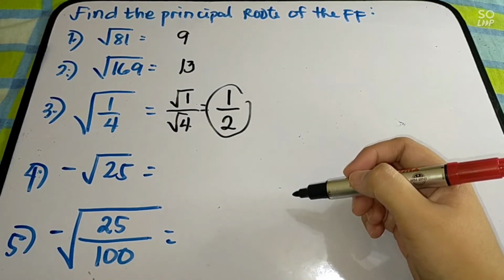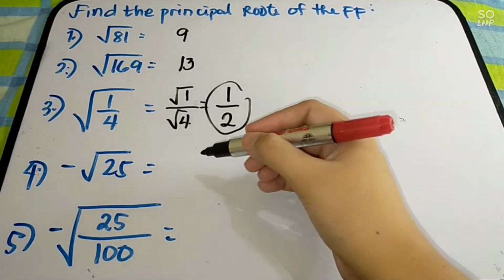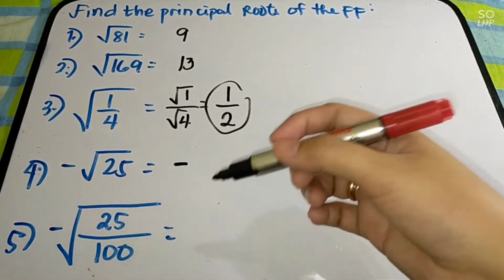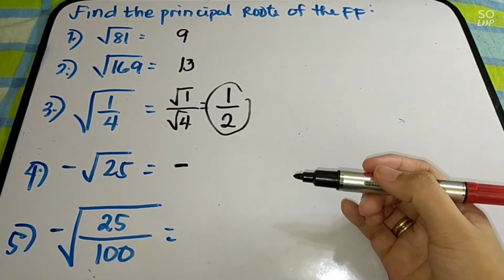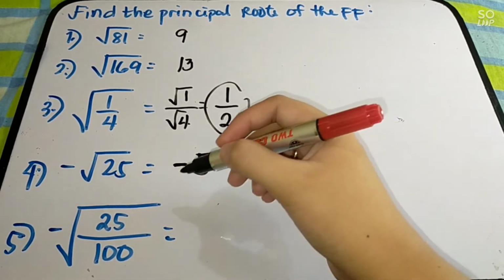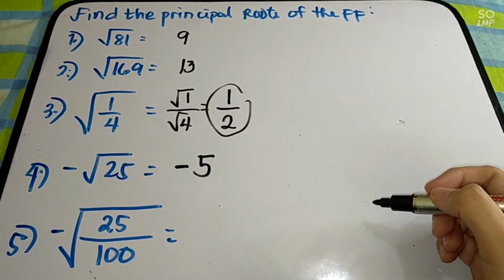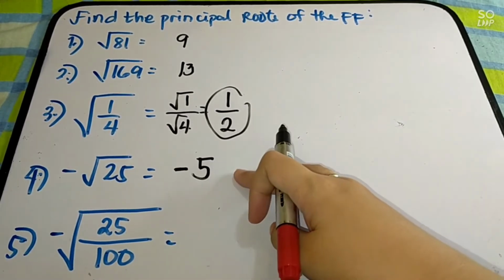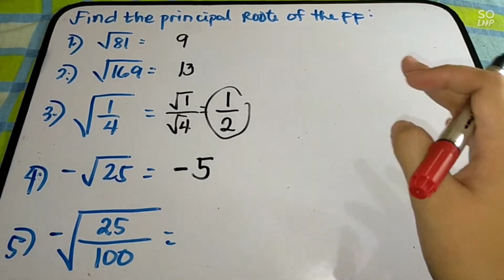Let us have number 4. Negative square root of 25. So, yung negative labas mo. Just copy negative. Then, what is the square root of 25? So, the answer is positive 5. So, negative times positive, the answer is negative 5. Is it clear? So, dito naman kasi, meron kang negative sign sa labas, kaya kailangan ang sagot mo is negative.